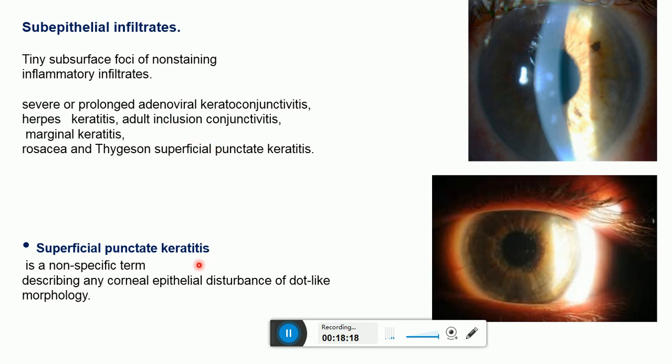The next sign is superficial punctate keratitis. It is a non-specific term. It describes any corneal epithelial disturbance of dart-like morphology.